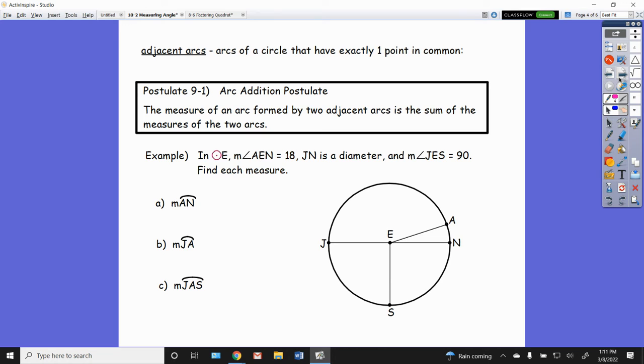All right, so I've got circle E. The measure of angle AEN is 18 degrees. JN is a diameter. And the measure of angle JES is 90 degrees. Go ahead and find each measure that I asked for, please.